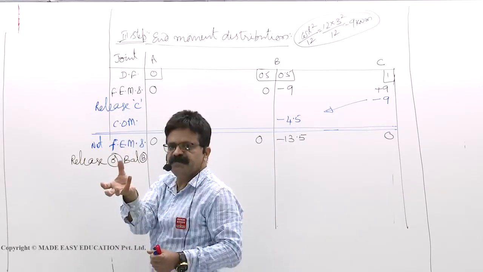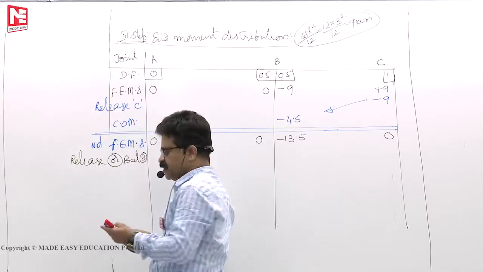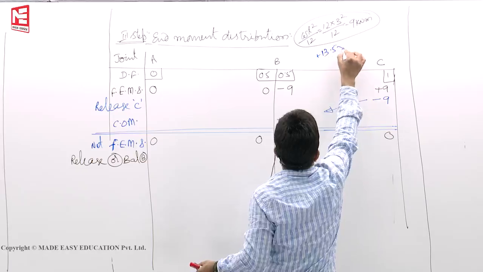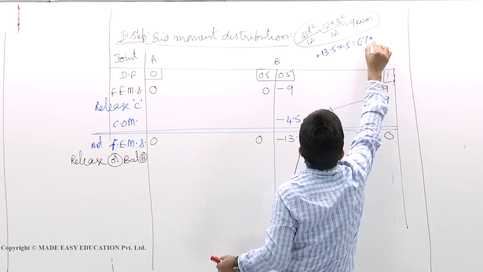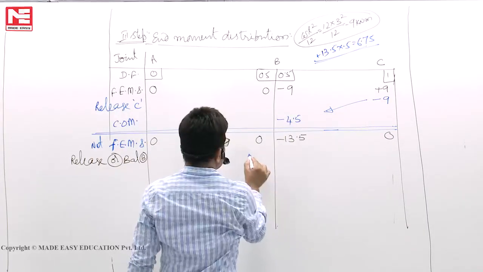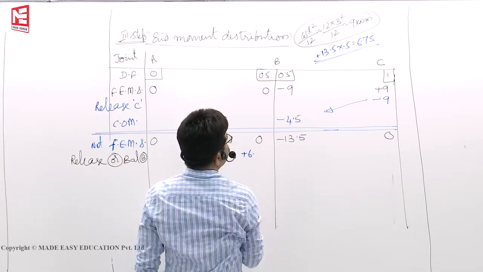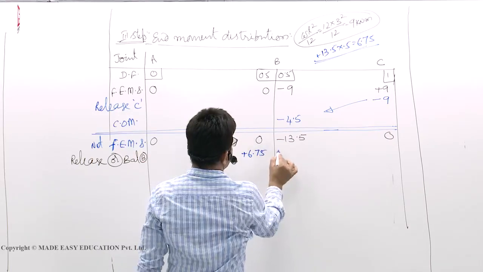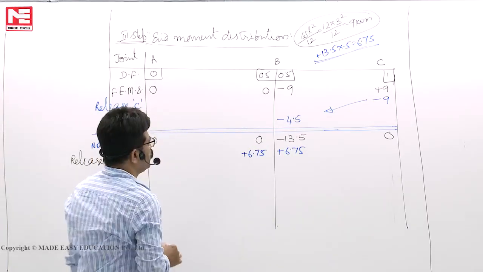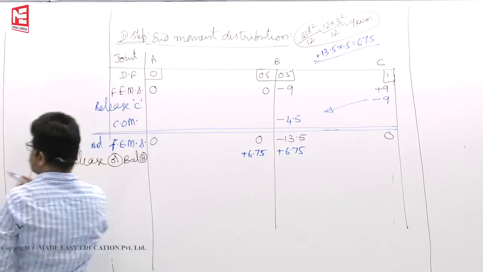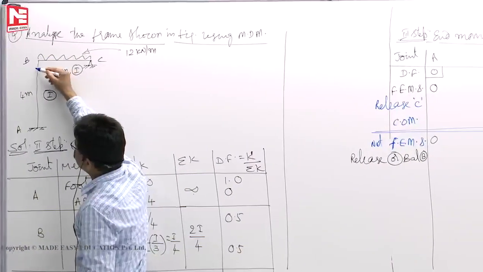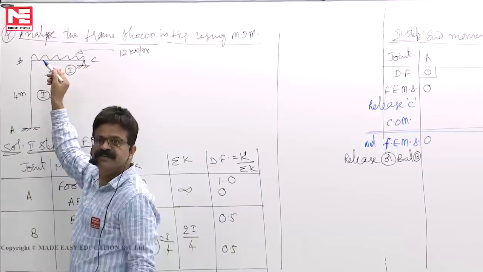When you apply plus 13.5, the 13.5 gets distributed. At B, you are applying 13.5 plus. So two members will share. So 13.5 into 0.5, 6.75, that much you will get. So you will get here plus 6.75, and 6.75 like this. You applied 13.5, this member took 6.75, this member took 6.75.